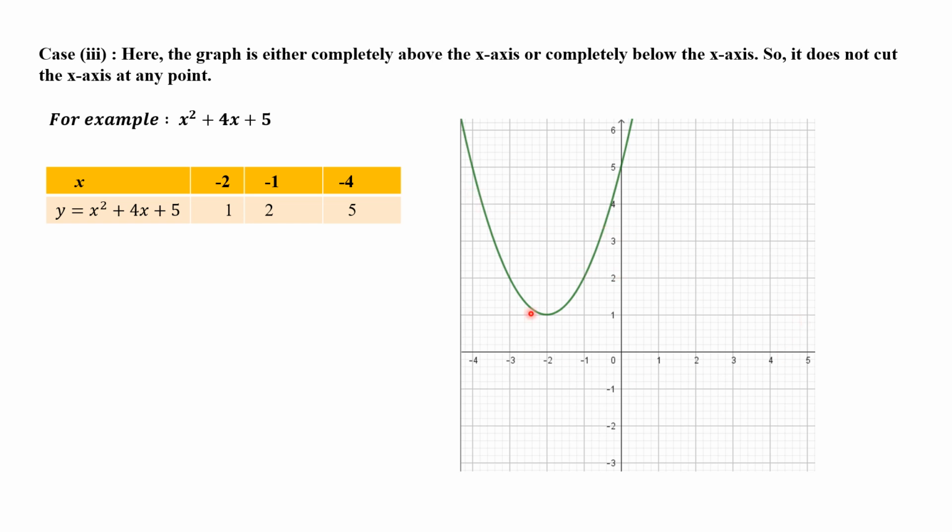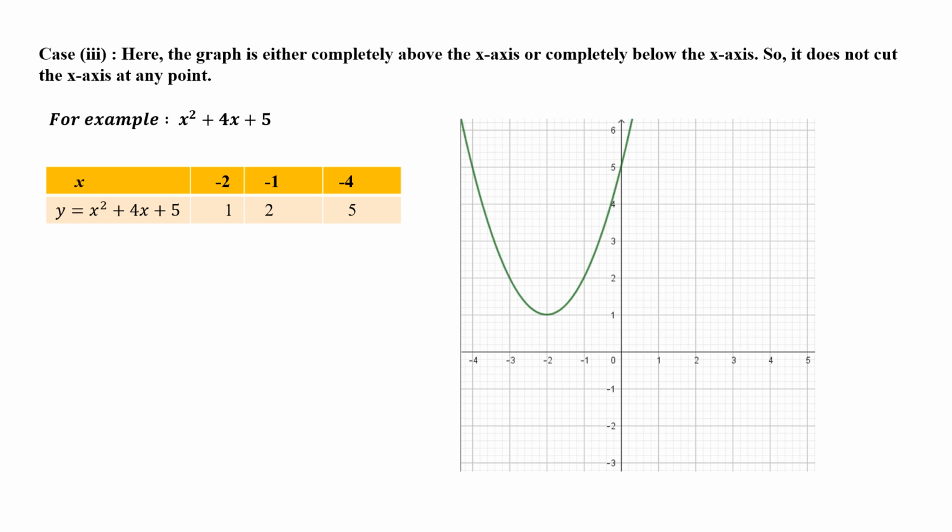And you can see here the parabola is not intersecting at all on the x-axis. Okay, so there will be two cases. Here it is above the x-axis. It can be below the x-axis also, but it will not cut the x-axis at any point.